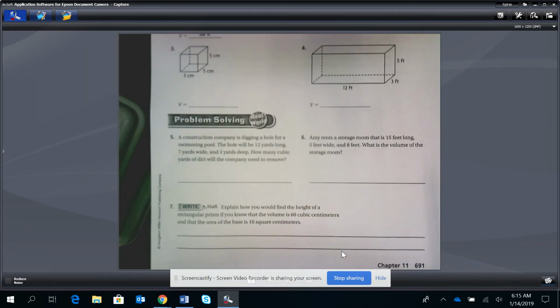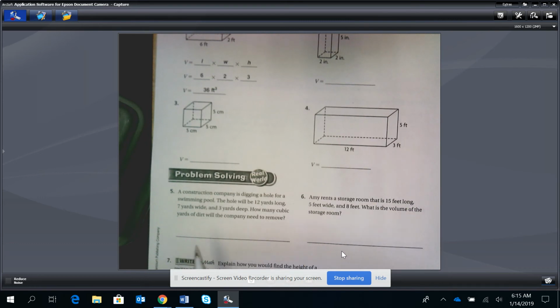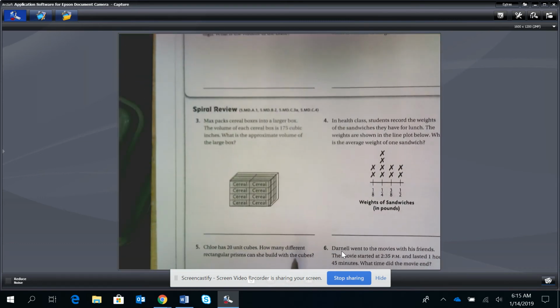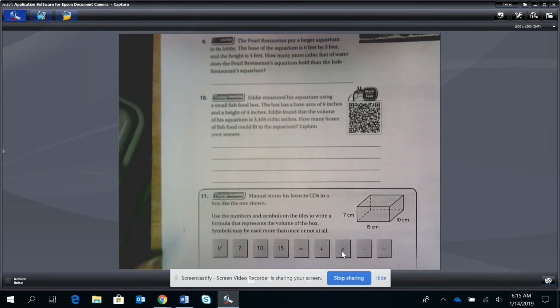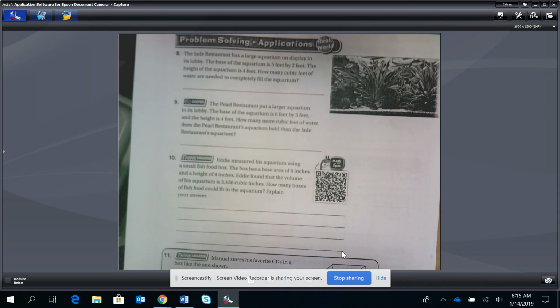Homework, everything but 7. 2, 3, 4, 5, 6, all of the back. And if you have time, because you guys are rocking on this, shoot for the problem solve application when you're all done. These go a little bit deeper, makes you really use what you already know. Take what you know. This will help you with the Smarter Balanced test. Go to work, guys.